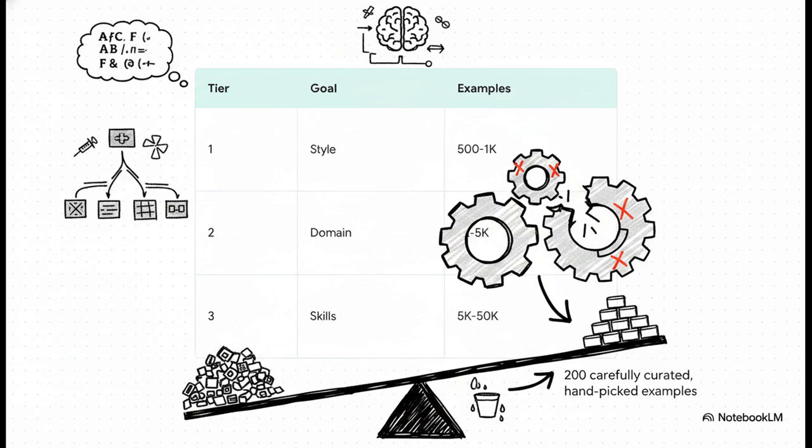But listen up, because here is the single most crucial takeaway. Quality beats quantity every single time. I'm serious. 200 carefully curated, hand-picked examples will easily outperform 2,000 scraped, noisy ones. If your data has noise or errors, the model literally learns to perfectly imitate those exact errors. So please spend your time cleaning your data.